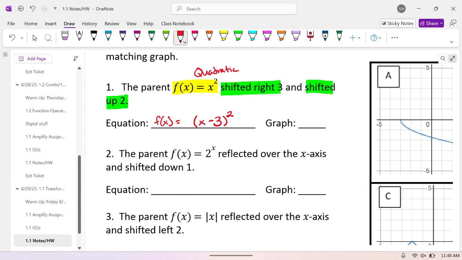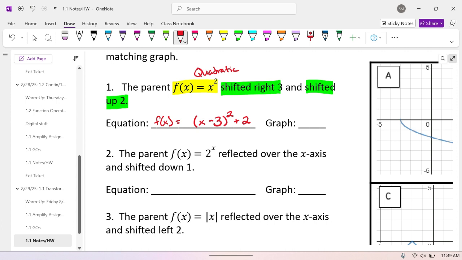Then shifted up 2. So am I talking about inside or outside the brackets? Outside. What type of operation am I doing? It's a vertical translation, but what type of operation? So addition, subtraction, multiplication? Addition. We're going to add that 2. Remember, right to left is the one that is the opposite of what logically makes sense. Up, down is what logically makes sense. All right. So this would be our function.